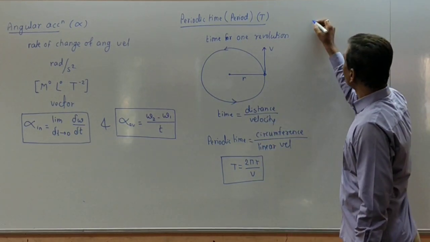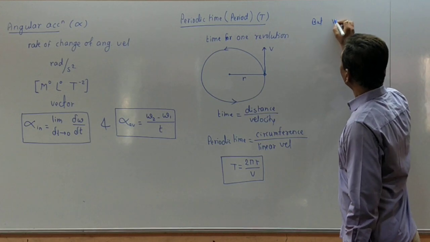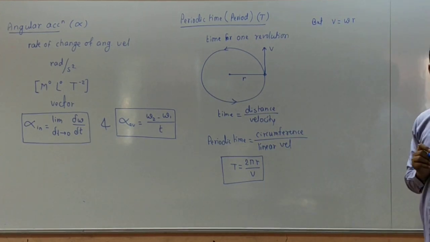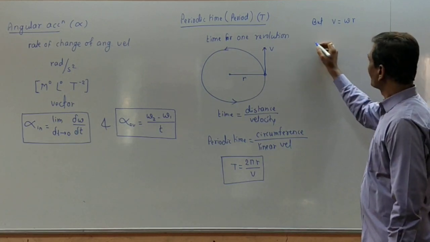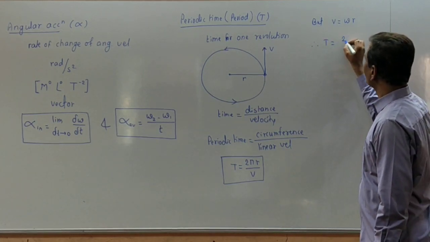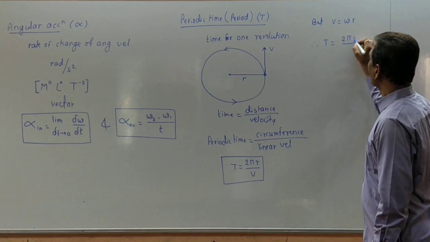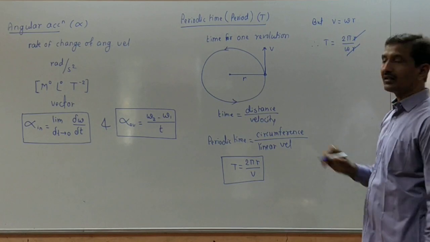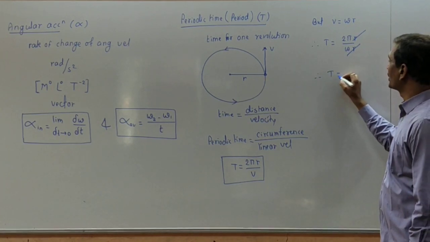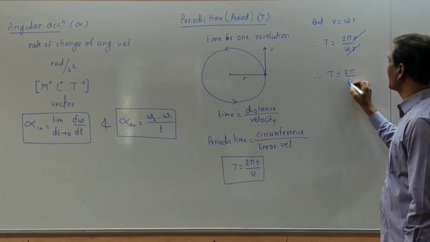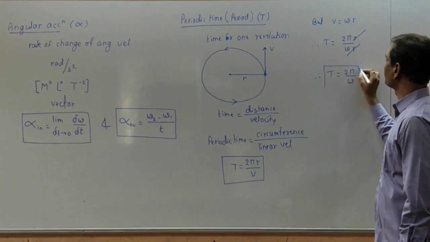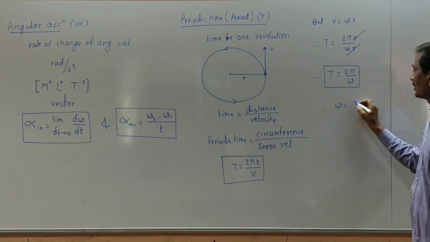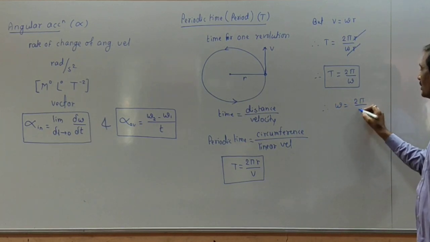But we know what the linear velocity is. The linear velocity v is equal to omega into r, where omega is the angular velocity. Therefore you get T is equal to 2 pi r upon omega into r. R cancels, and we get the formula for periodic time: T is equal to 2 pi upon omega, or omega is equal to what? It is 2 pi upon T.